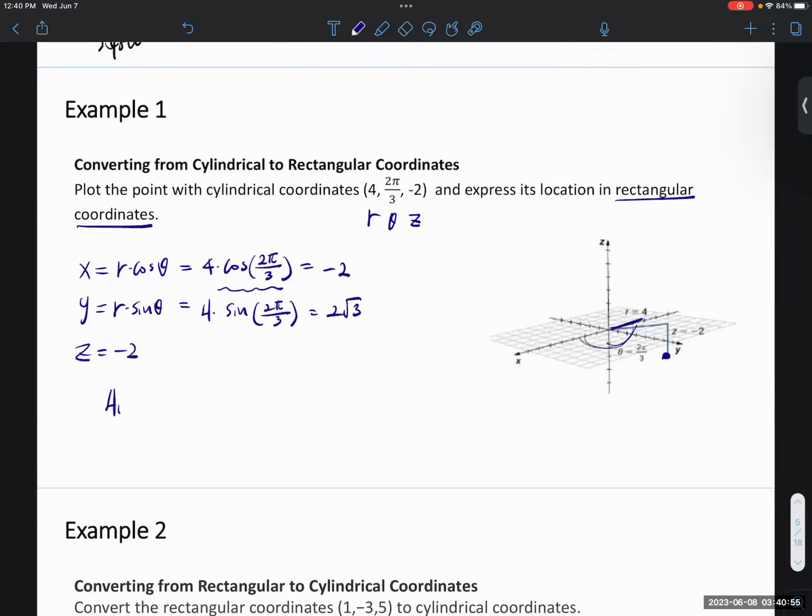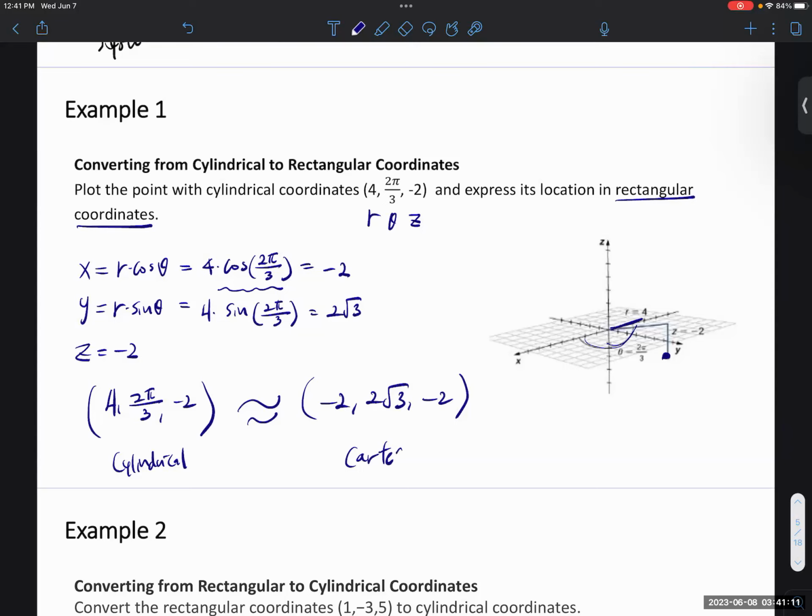So what does it mean? 4, 2 pi over 3, -2 in the cylindrical coordinate system is the same as -2, 2 radical 3, -2 in terms of the Cartesian or rectangular coordinate system. They're located in the same position. So instead of using this one, we know XY is much simpler to find the point: this is from the x-axis, this is from the y-axis, this is from the z-axis. So going back and forth is going to help you find a better position of the points. Okay, so that's how we do section 2.7, converting between them.